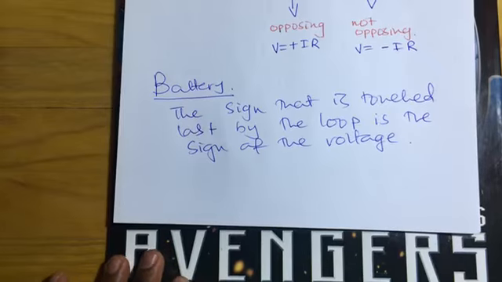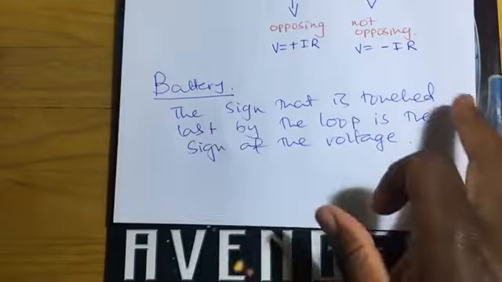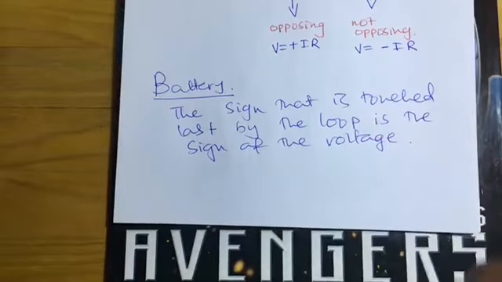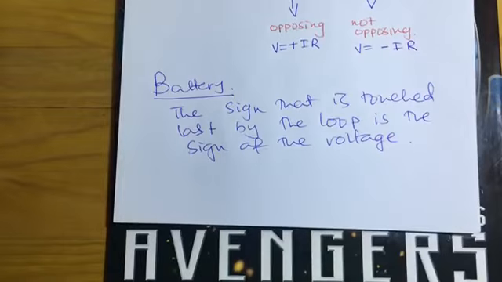Do they always give the direction? No. Direction could either be given or you have to come up with your own. I'll show you both scenarios, so do not worry. So, the sign that is touched last by the loop, or the sign that the loop touches last, is the sign of the voltage. Okay?